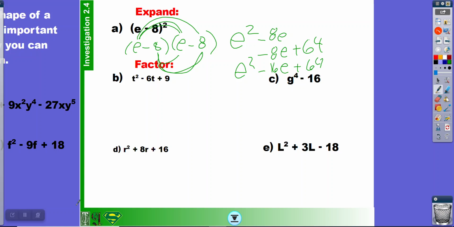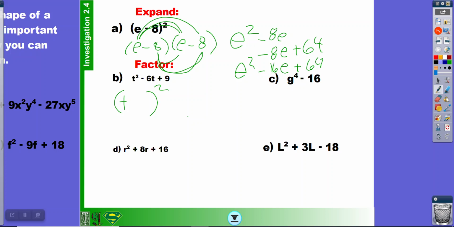Okay, so right off the bat, I know that I'm going to be squaring t because it's t squared. So I'm going to start with something like this. And looking at this problem, I know that whatever number is going to be next to t has to add up to 6t. It has to multiply together to equal 9. So in my head, I'm just going through a list of numbers and trying to figure out what two numbers multiply to get 9 and add together to get 6.